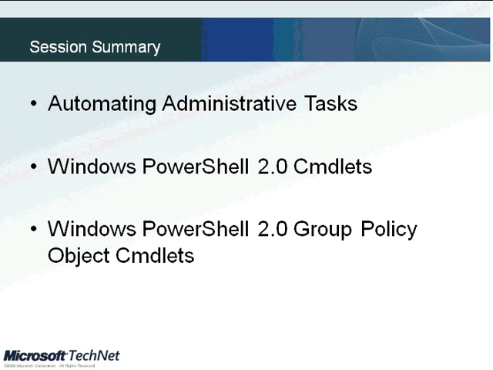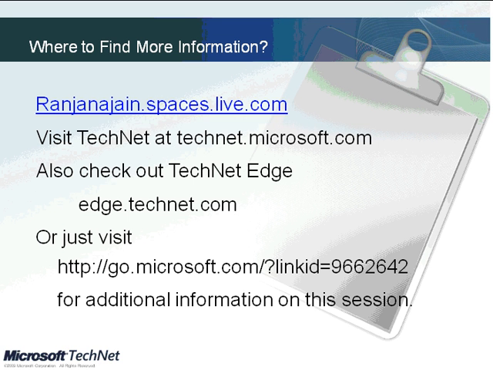So I thank you all very much for attending this particular session. As a part of our summary, we learned about automating administrative tasks using Windows PowerShell. We talked about Windows PowerShell 2.0 cmdlets and a host of them that you can use to manage not only your local computer but also remote computers. And also we talked about Windows PowerShell 2.0 Group Policy Object cmdlets. That is an advancement in Windows PowerShell 2.0 over the 1.0 family that gives you even more extensibility to use PowerShell in your network environment.